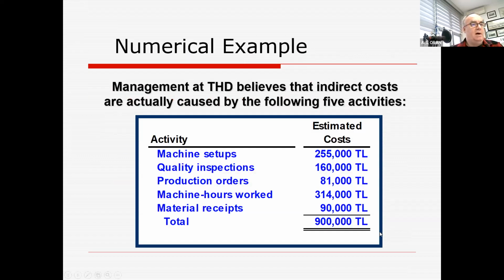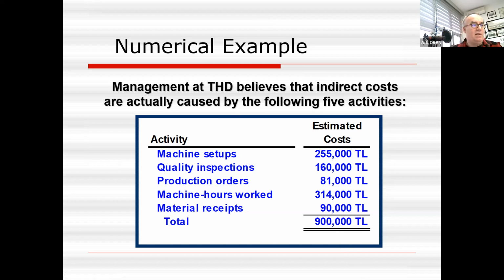We're also told that the 900,000 in indirect costs is made up of 255,000 for machine setups, for making adjustments to the machines being used in production, quality inspections of 160,000, production orders, how many units need to be produced, how many batches, 81,000, machine hours worked, 314,000, and then material receipts, when you receive raw material or spare parts, you need to record these and put them in inventory, and so on, 90,000 from that. Altogether, 900,000. So how would we assign this 900,000 to the different units being produced?